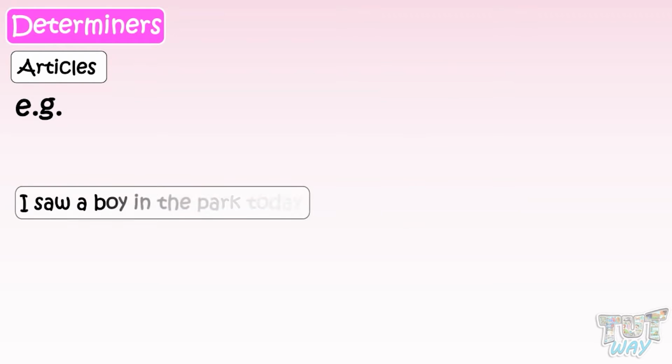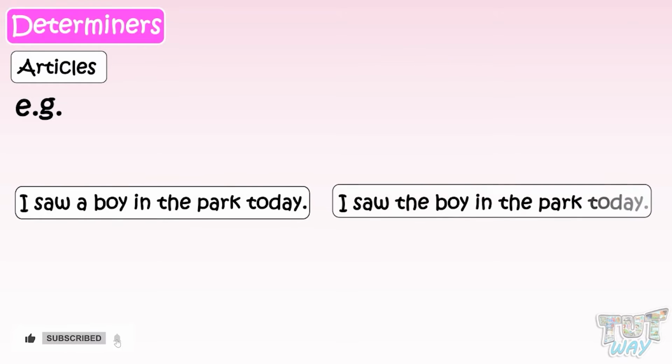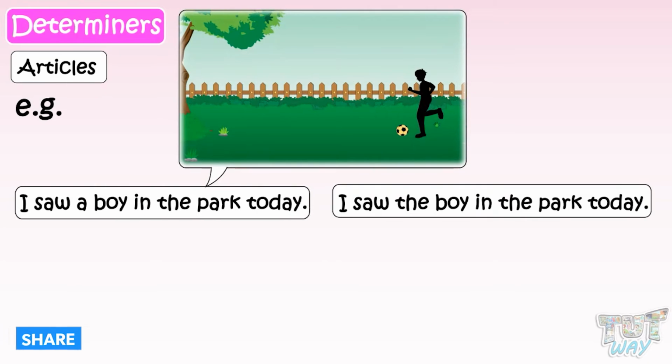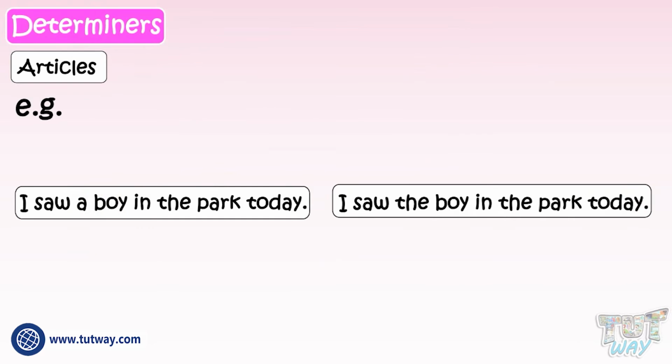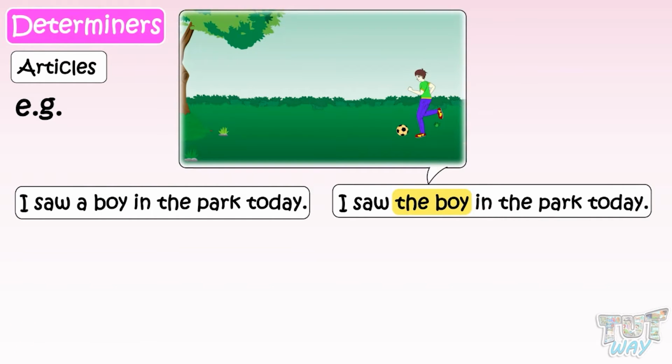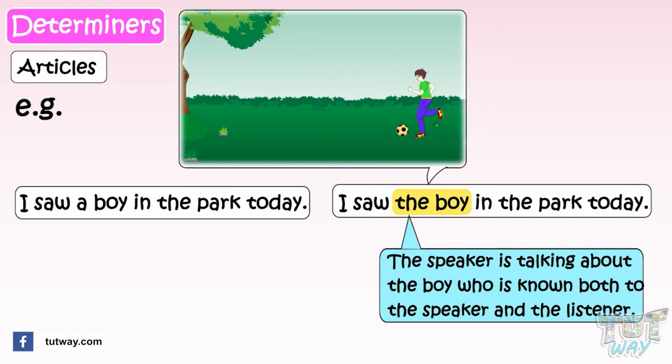Let's have examples. I saw a boy in the park today. I saw the boy in the park today. In the first sentence, the noun, a boy, is not a specific boy. The speaker is talking about a boy who is unknown to him. While in the second sentence, the noun, the boy, is a specific boy. The speaker is talking about the boy who is known both to the speaker and the listener.